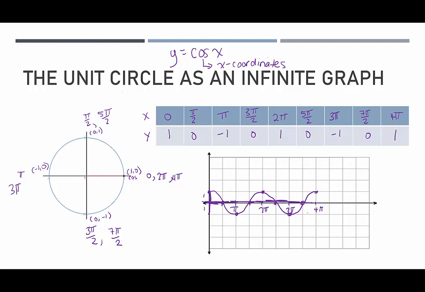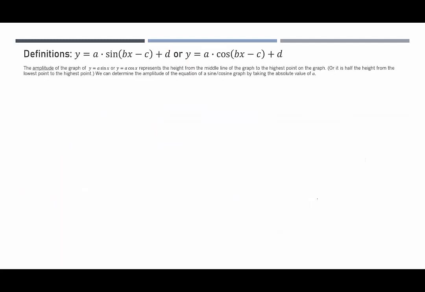Or if you go from the lowest point on the graph to the tallest point on the graph and divide that by 2, that would be 2 over 2, which would give us 1. So our sine parent function, our cosine parent function, has an amplitude of 1. So that's what the amplitude is. Notice that it's not the entire bottom to top, it's half that distance.